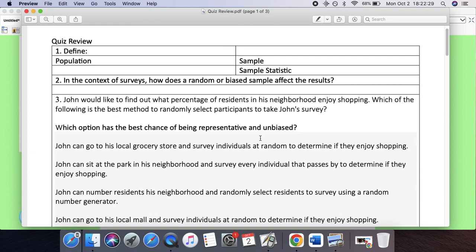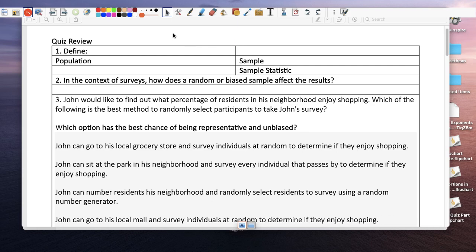Okay, in the context of surveys, how does a random or biased sample affect the results? Well, we talked about this. Randomness ensures that the survey that you're doing is not favoring any particular group.